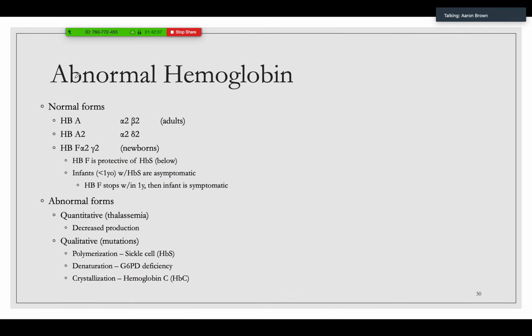Okay, great. And so abnormal hemoglobin, we kind of talked through this already. HbA is alpha and beta chains, HbA2 is alpha and delta chains, fetal hemoglobin is alpha and gamma chains, and I'm not really sure what this slide is doing here. This probably should have been earlier. Note to self, move slide.